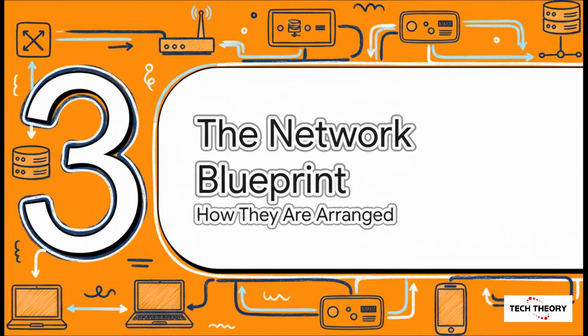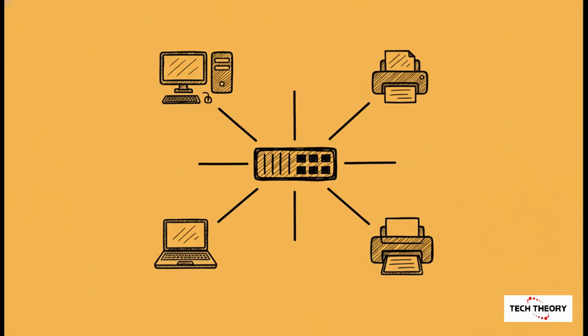Okay, so we know the parts and we know the different sizes. But how are they actually arranged? Like, what's the blueprint? In the networking world, they call this the topology, which is just a fancy word for the layout. Now, you can hook up a network in a bunch of different ways, but the one you're going to run into most of the time is called the star topology. And the idea is super simple. You have one central device, like a switch, and every single computer, every printer plugs directly into that central point. It literally looks like a star.